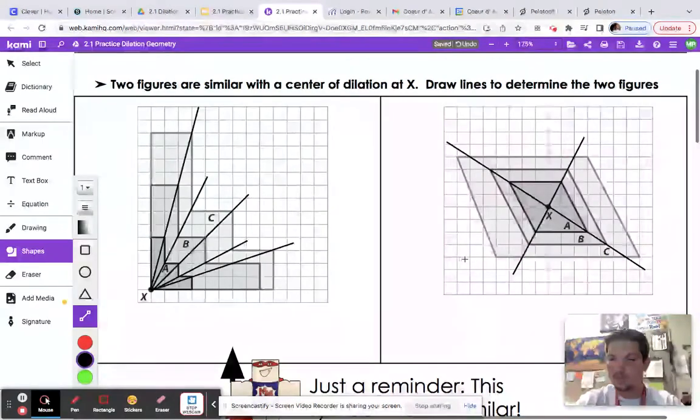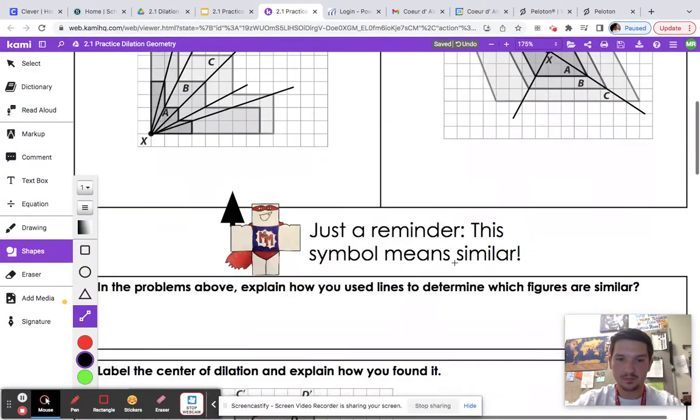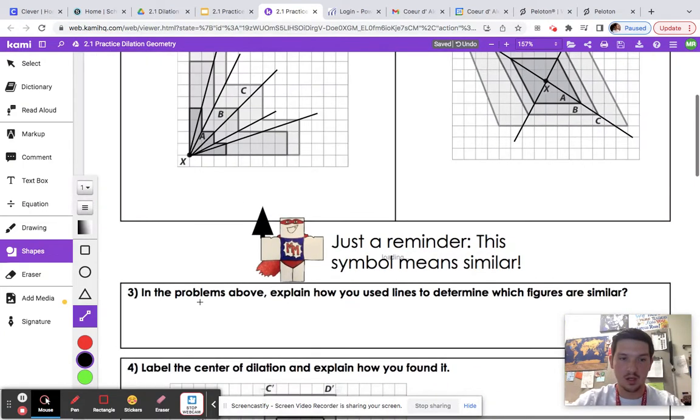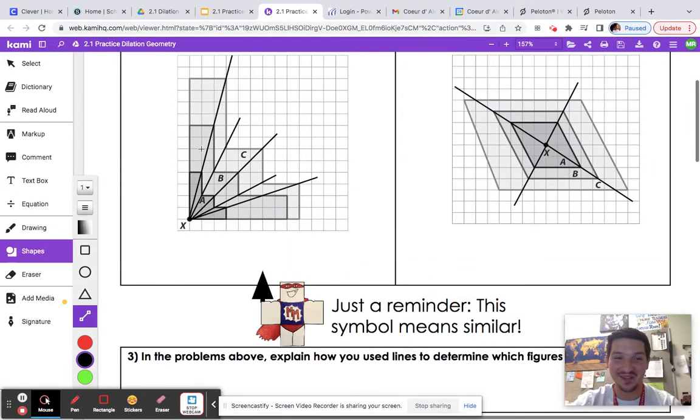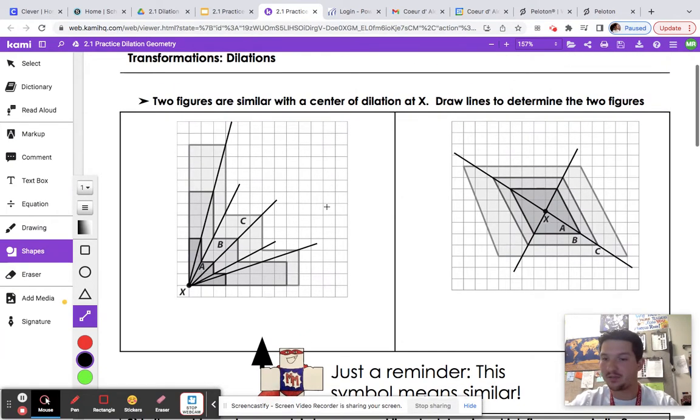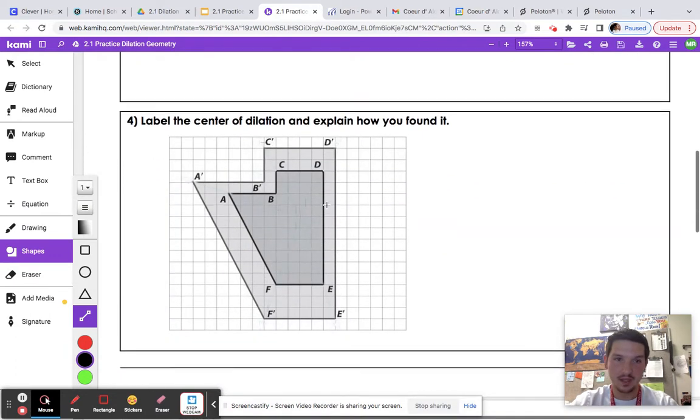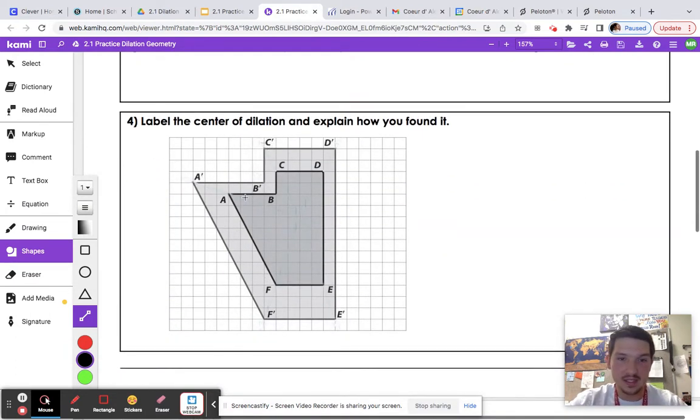So that's what I was hoping for with this question here. And that's what you'll write for question 3 to explain how you use those lines to figure that out. I also just said it multiple times: you're using those lines, and if they can cross through the vertices evenly, then you do have dilated figures here.